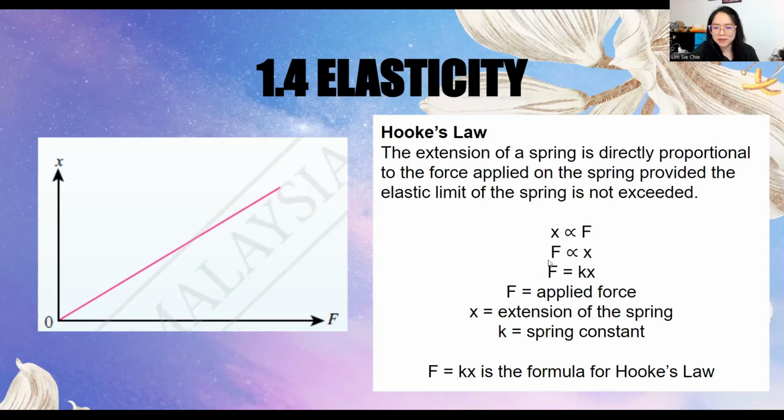Now there's a benefit why you put F directly proportional to X, because it depends on the graph. Sometimes graphs can be F here and X here. So what is F? F is applied force, X is the extension of the spring, and K is the spring constant. So F is equal to Kx is the formula of Hooke's law.